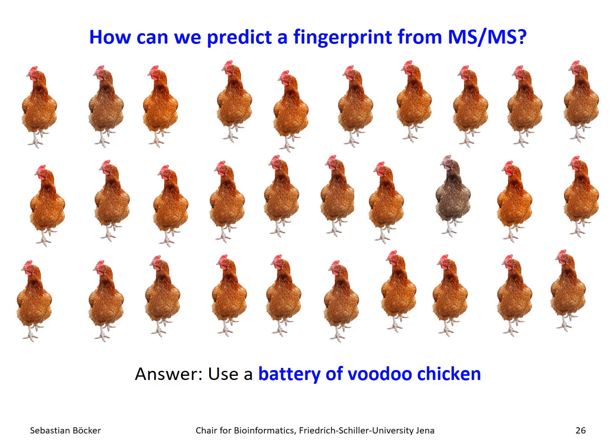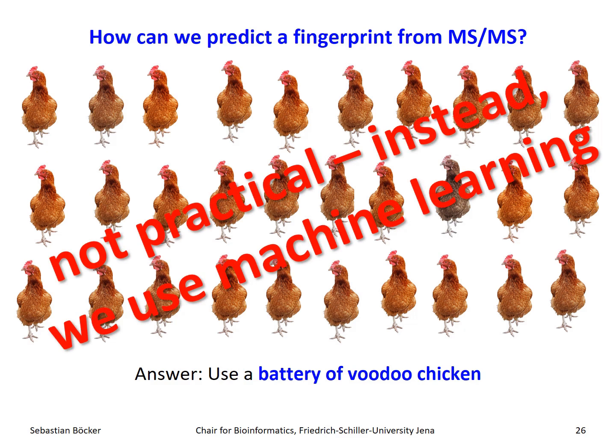Now, obviously, that's not really a good idea. Voodoo chickens are not that easy to get. And I don't know if you can order them at Amazon. And probably this is also not okay with animal welfare. So we had to search for an alternative. So what can we use instead of voodoo chicken? Machine learning.